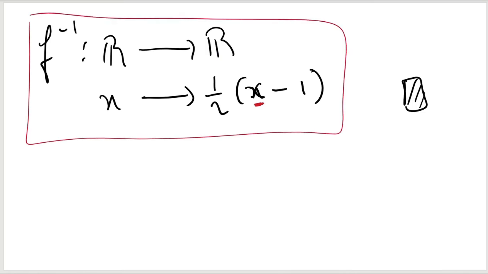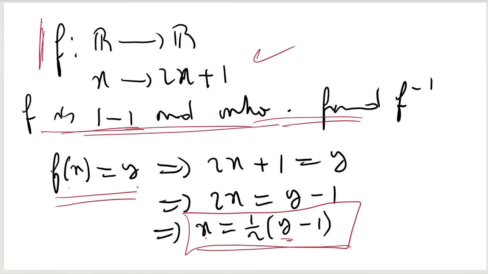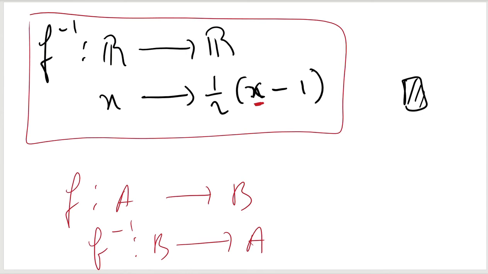And most of the time, if you have a function that's defined from A to B, the inverse f minus 1 is going to be defined from B to A. So that's how you get the inverse of that function, and it's very simple. Basically, you solve f of x equal to y for x, then you replace y by x in that function to get what you call the inverse of that function.